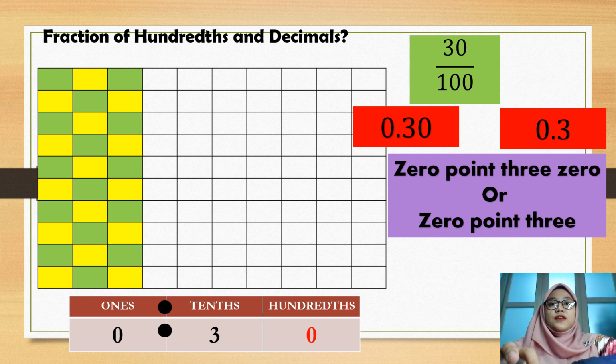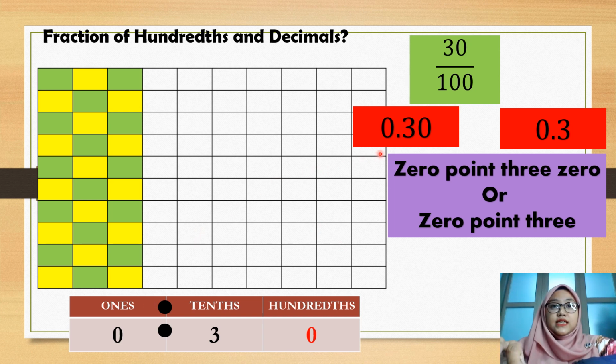Okay, look at this 100 grid. I colored some part of it. How many parts did I color? One row is 10, 20 and 30. So the fraction is 30 over 100. When we convert into decimal, it becomes 0.30.